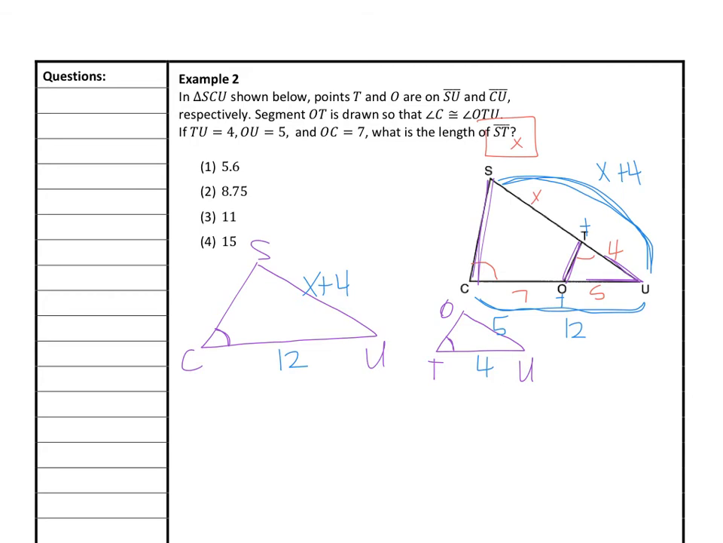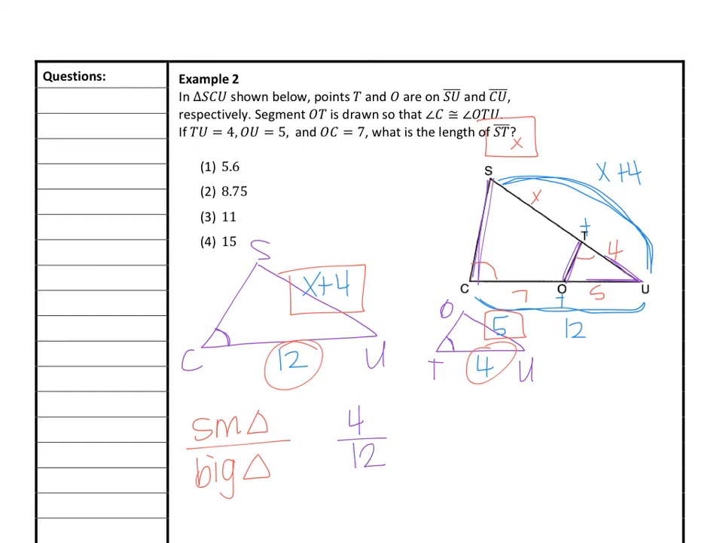Now that we have the pictures redrawn, this should be nice and simple for you. Setting up a proportion, matching up the right parts, corresponding parts, to be more specific. This time I might go small triangle over big triangle just to show you that it doesn't matter. It doesn't matter whether you go small over big or big over small as long as you're consistent. So I'll start with the bases, 4 over 12. And then from the small triangle I have 5, and that matches with X plus 4.